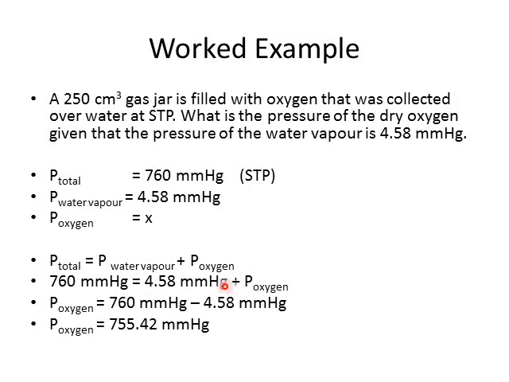So what I end up with is the pressure of oxygen is equal to my total pressure, 760 millimeters of mercury, minus my pressure of water vapor, which is 4.58 millimeters of mercury. This gives me a pressure of oxygen of 755.42 millimeters of mercury. So I've now worked out my pressure of the dry oxygen.